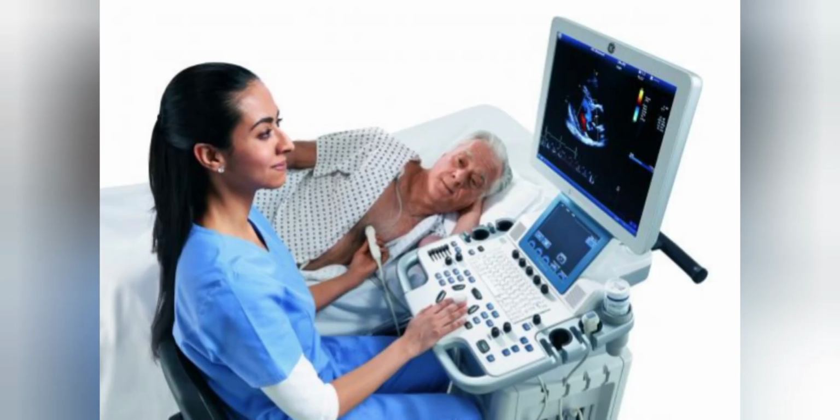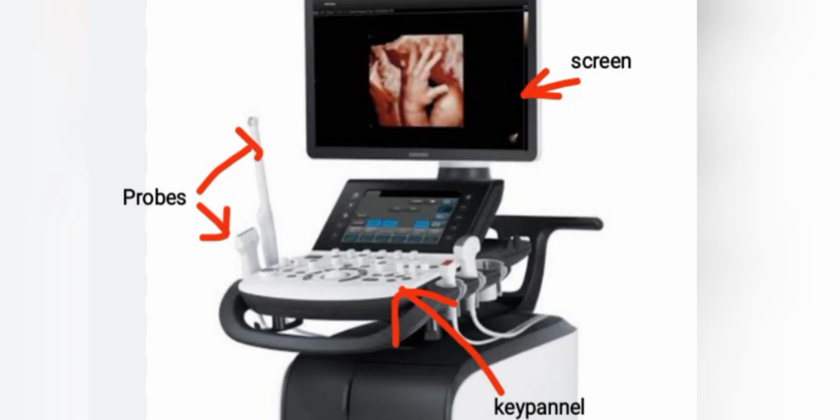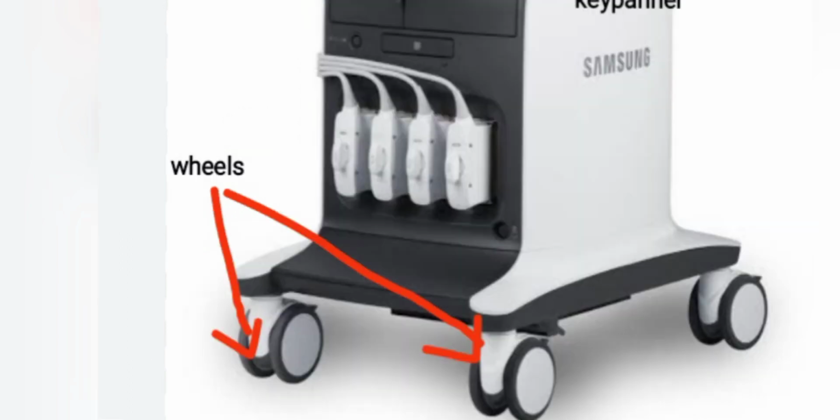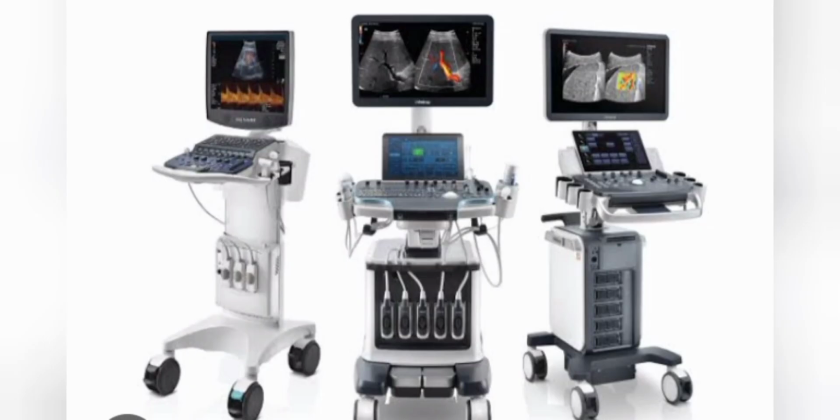This is how ultrasound machine looks. Probes are there for different applications, different probes. Key panel is there for different parameters of image. Screen is also there to show you the output, and ultrasound machine comes with the wheel so that one can move it to patient side in emergency case. According to specialties of ultrasound diagnosis, model and look of machine may get changed.